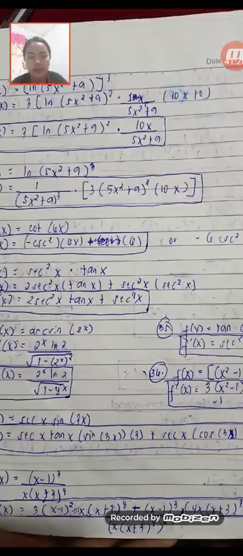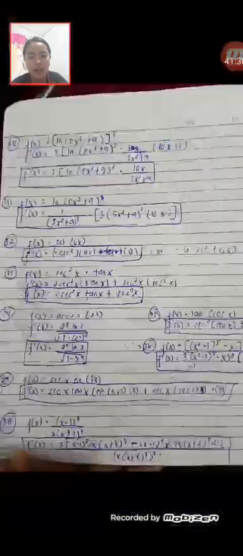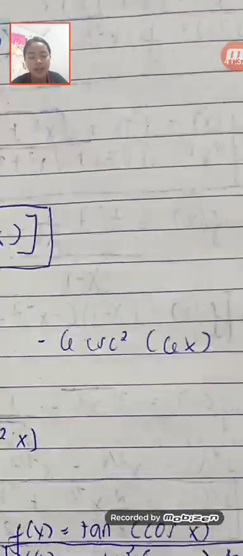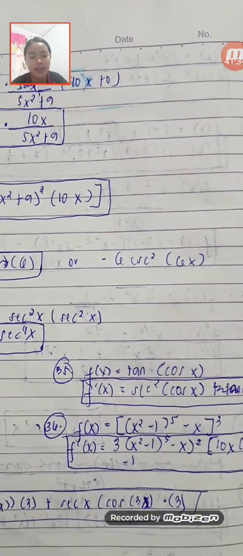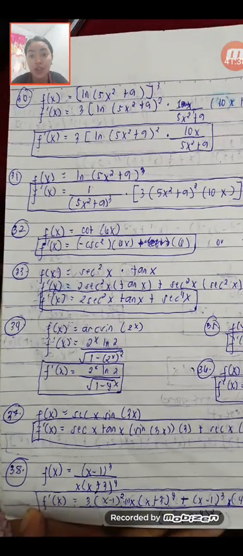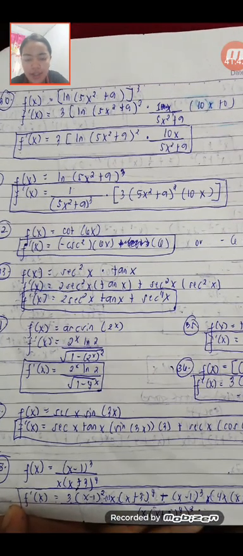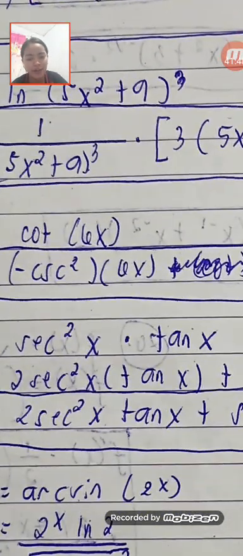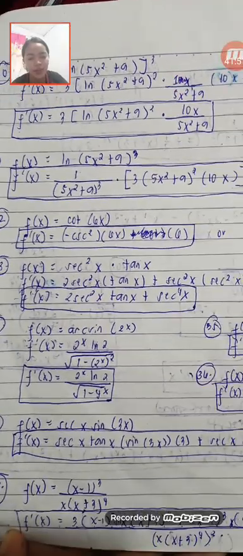So we can also write our answer into this one. It is a simplified version, but it is the same answer as this. It is much cleaner. So for item number 33, we have here f of x is equal to sec squared x multiplied by tan x. So basically, we have a product here. That's why we need to use the product rule.